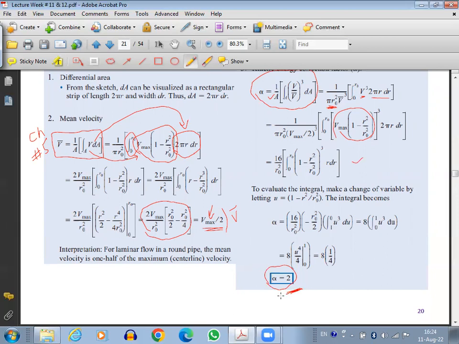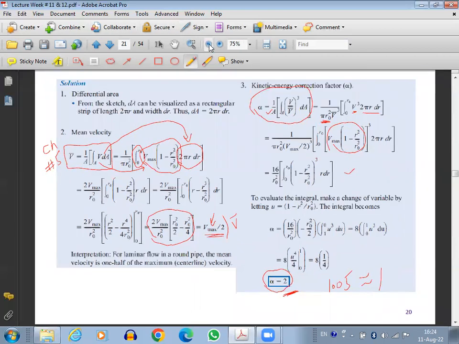It's because this is a laminar flow. For the case of turbulent flows, normally the kinetic energy correction factor is around 1.05. So we kindly consider it as 1 in the main equation. Is the solution clear? Is there anything which is not clear within the solution?